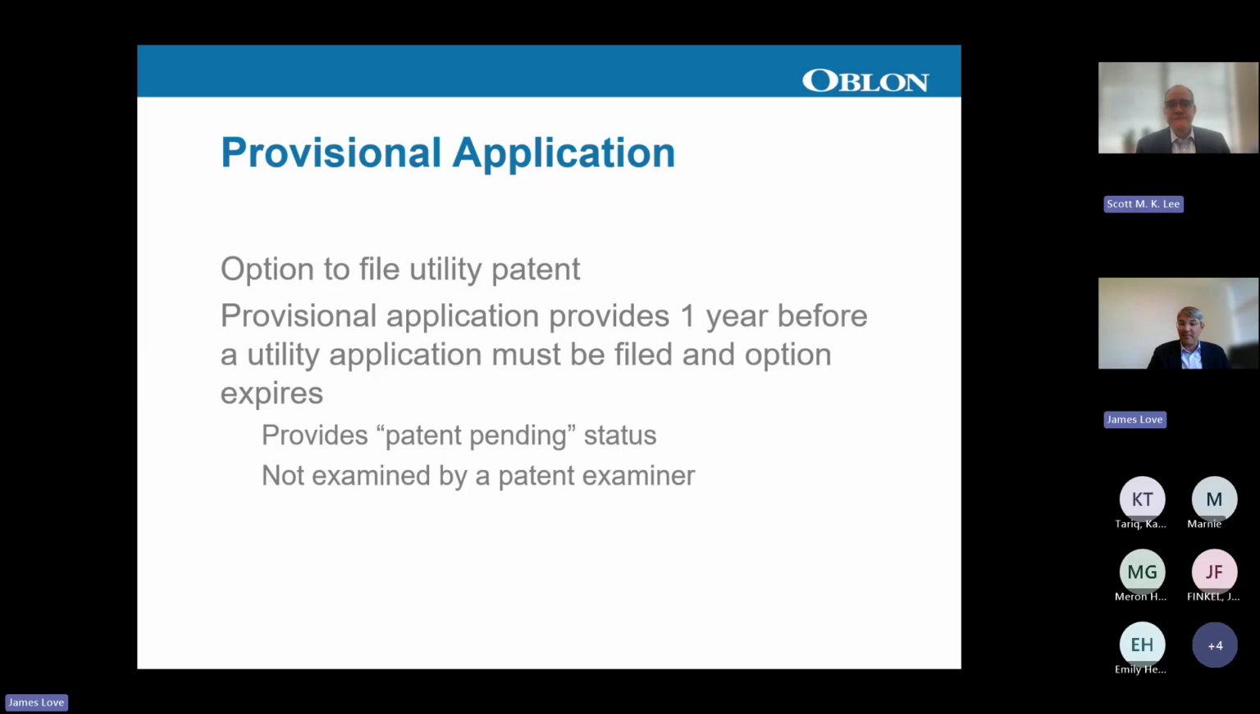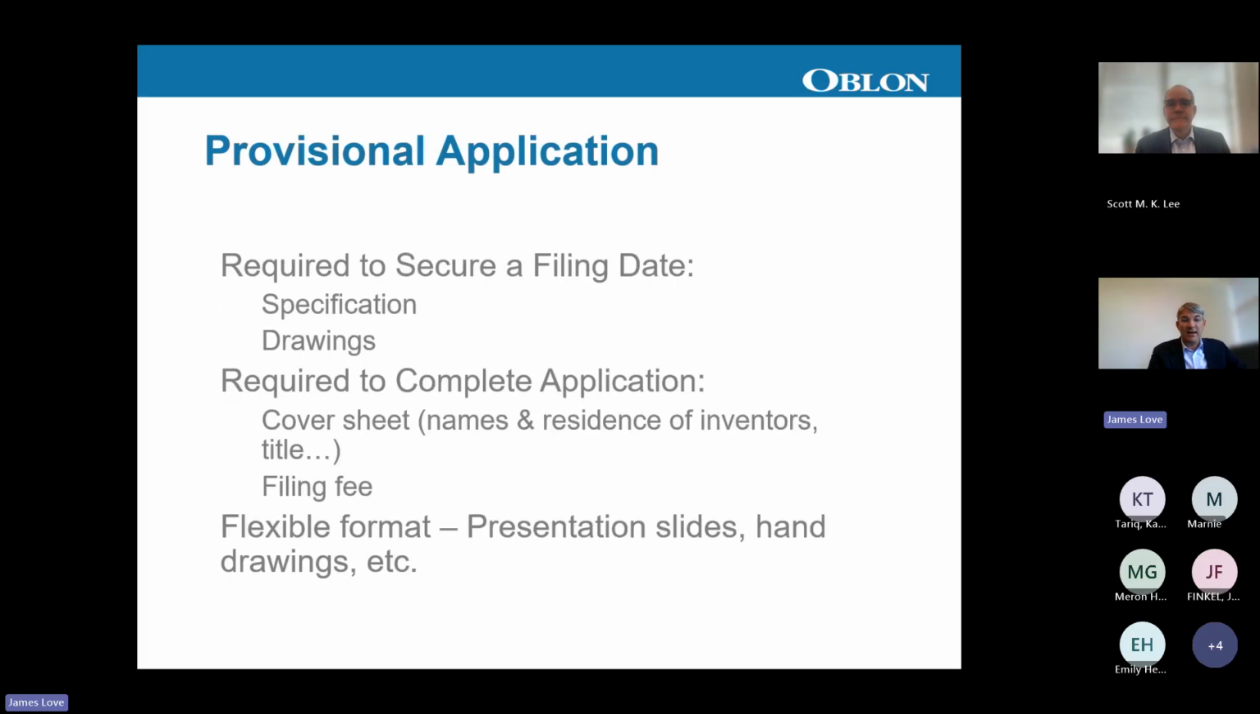It's not actually examined by a patent examiner. Instead, the examination happens after you convert this provisional application into a utility after that 1 year. Now, it can be done earlier. You can file a provisional, and then 6 months later, you can file a utility. But most people like to wait that entire year before filing the utility.